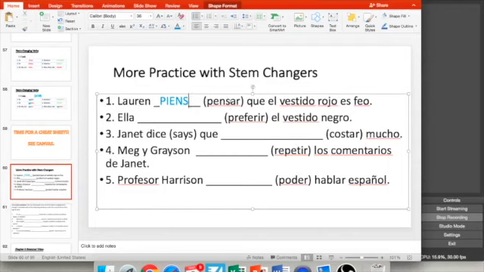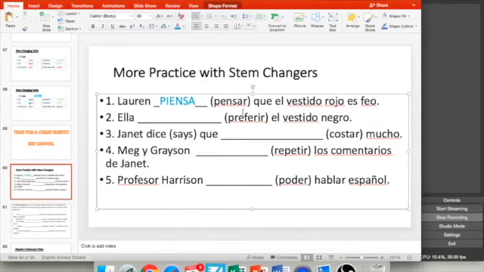So I'm going to use my bottom left box, the ella form, and add an A. So I should end up with Lauren piensa que el vestido es feo. All right, number two tells us that ella preferir el vestido negro. So she thinks that red dress is ugly, but she prefers the black dress.